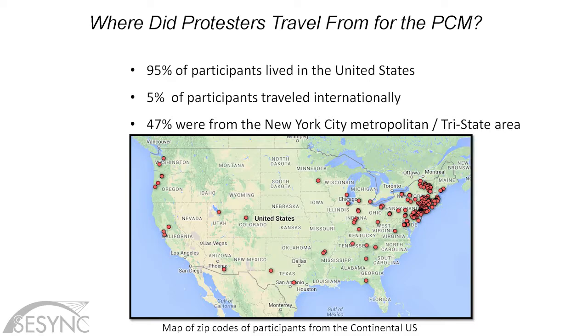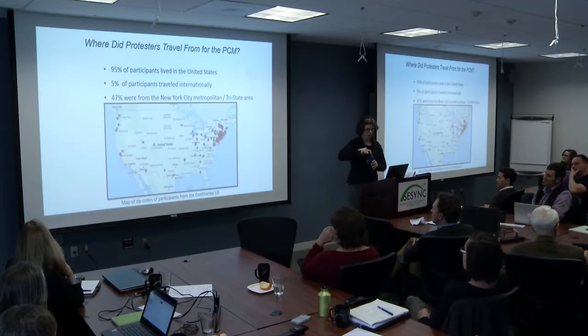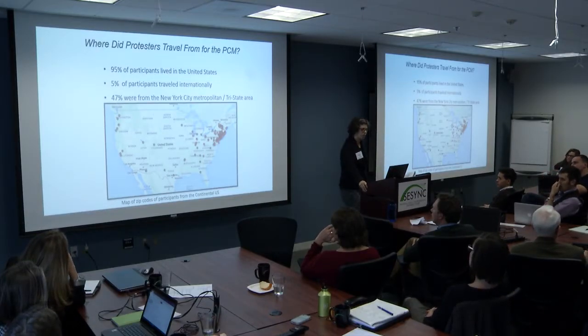So one of the things we're able to tell based on these data is where the protesters came from. And so the PCM is the People's Climate March, which is a march that happened two Septembers ago. Of the people whom we did sample, and who filled out the survey, we found that 95% of the participants lived in the United States, and 5% of them traveled internationally.